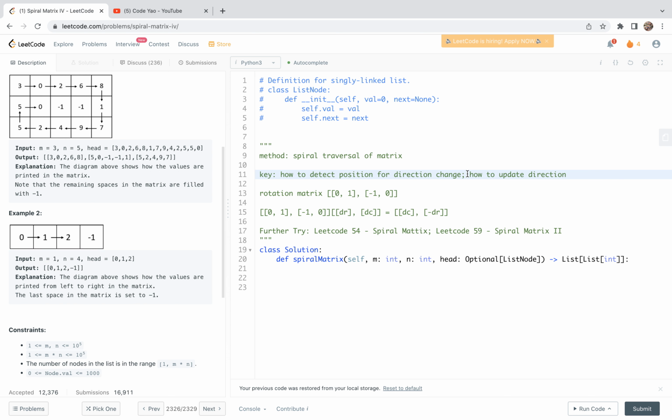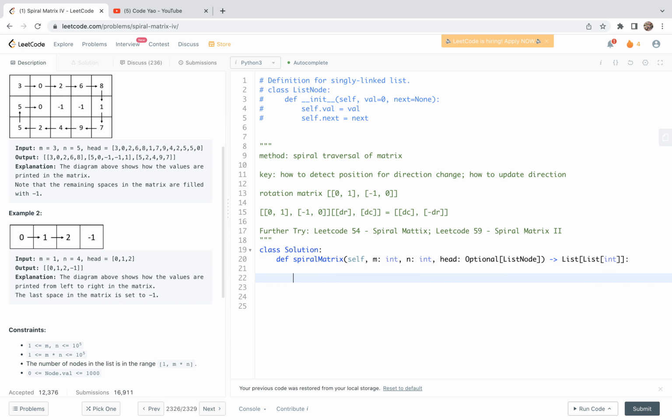With that said, let's look at how to update the direction. Here we're going to use the rotation matrix to do the update. In this problem, the rotation matrix is 0, 1, and -1, 0. We're going to first share the code and then explain the rotation matrix. Once we have shared the details about how to get the rotation matrix, I would encourage you to try Leetcode 54 or Leetcode 59, as they can be solved using a similar idea.